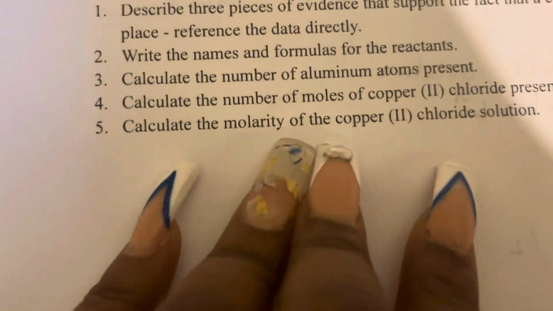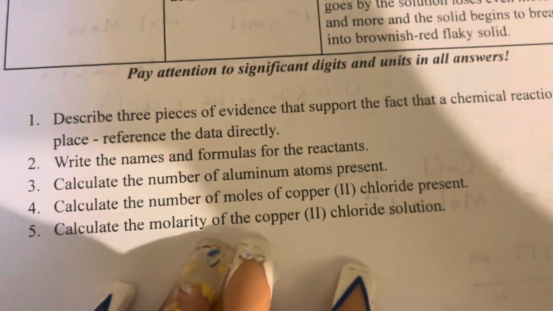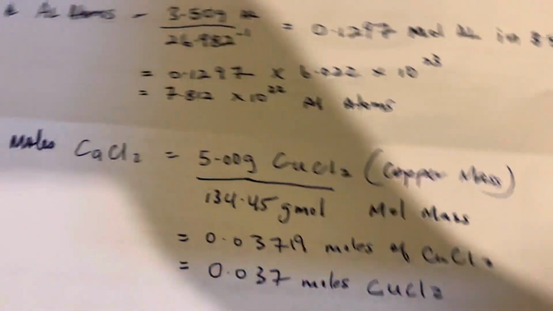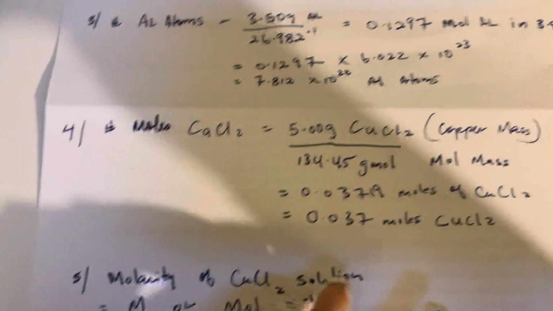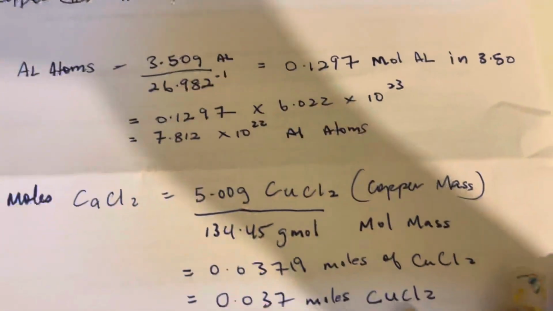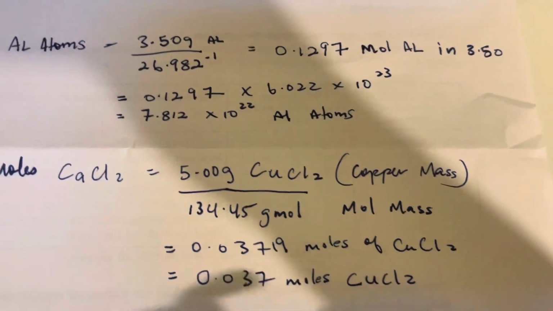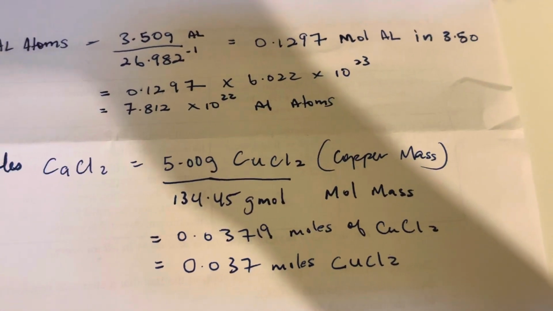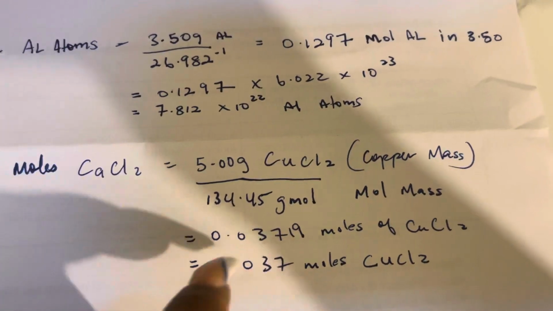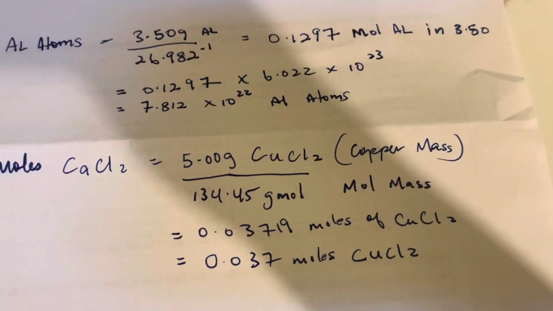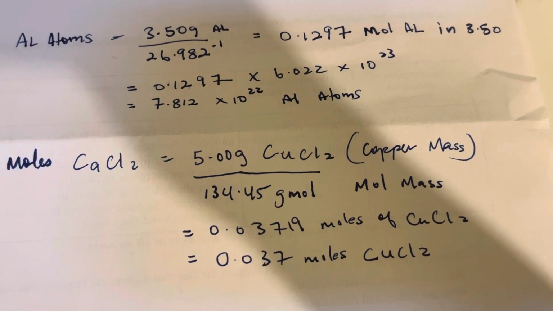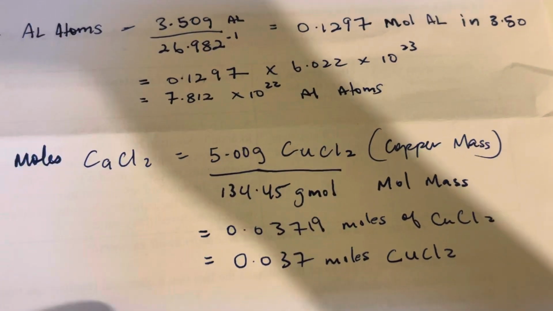For the fourth one, they said to calculate the number of moles of copper 2 chloride. So the fourth one's going to be the same formula as number 3. You still have to use that formula. So when you divide the 5.00 grams, which is the copper chloride mass, by 134.45 grams per mole, it's going to give you the answer of 0.037 moles.